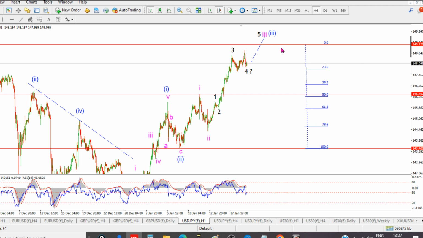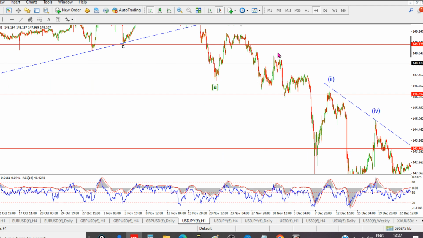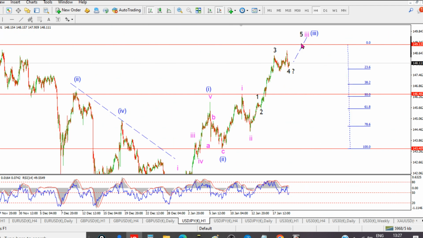And I would like to see a break above that 149 level. The reason being that level marks where wave 1 in blue and wave 3 in blue reach equality. So wave 3 will kind of have hit its minimum target at that level. But I still don't think it's complete at that level.